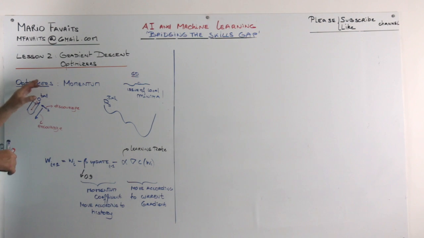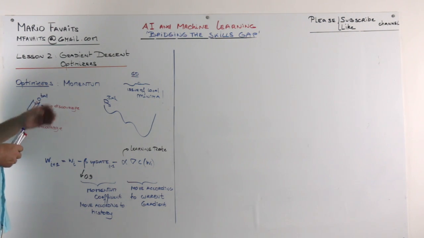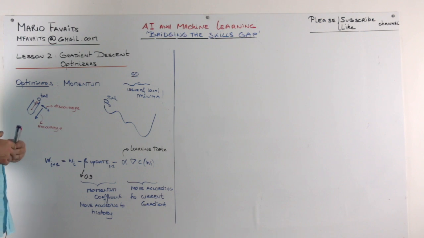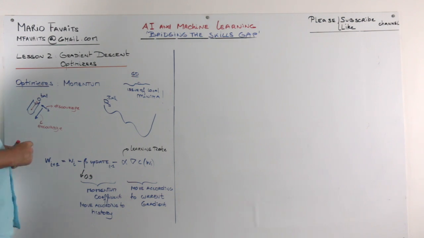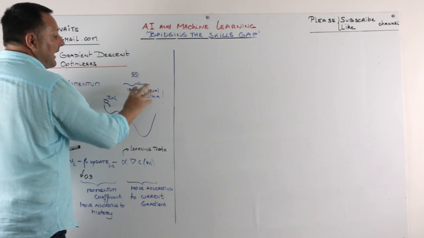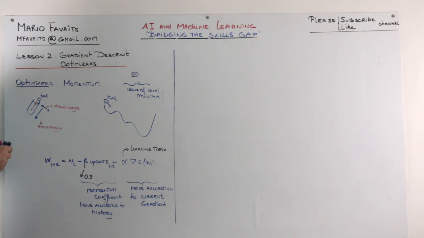Alright, let's take a look at a different type of optimizer that we call momentum. Remember that if a function is non-convex, you can have local minima, or the surface can be relatively flat, and your gradient descent algorithm could stop there. This is of course not what we want.